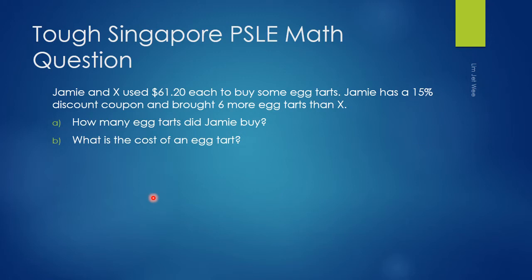Here is one of those tough Singapore PSLE maths questions. Alright, let's go through the question first. So Jamie and X, which is a person, use $61.20 each to buy some egg tarts. Jamie has a 15% discount coupon and bought 6 more egg tarts than X. So the question wants to know how many egg tarts Jamie bought.